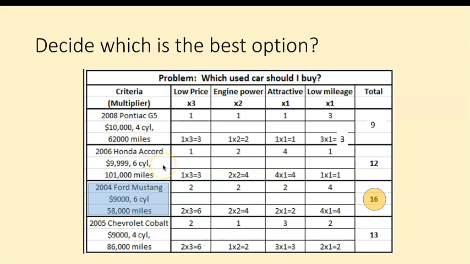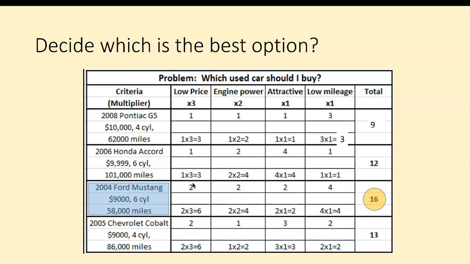And now I've taken the criteria, the low price, and I've set a multiplier to it of 3, so I'm going to take my rank and multiply it by the multiplier. And so the Pontiac, 1 times 3 is 3, so it gets a 3. The Honda Accord also gets a 3, but you can see the Mustang and the Cobalt earn 6s for that category because they fit the low price criteria better, and that's what's most important to me.